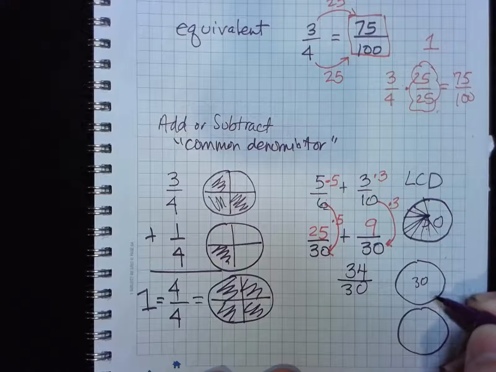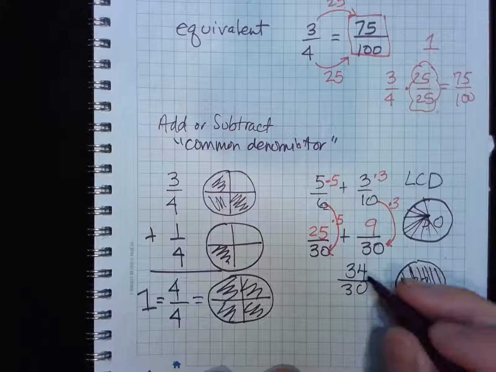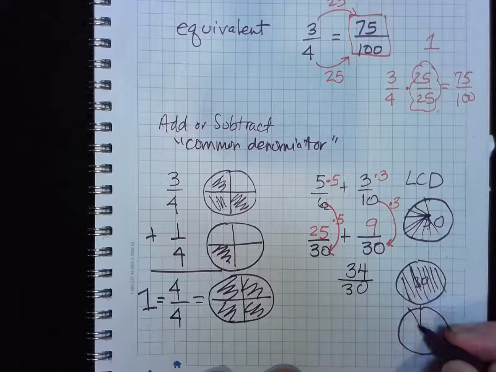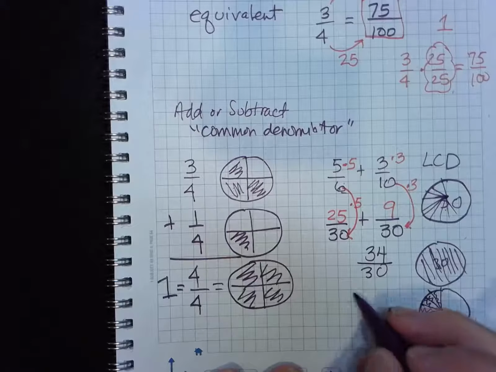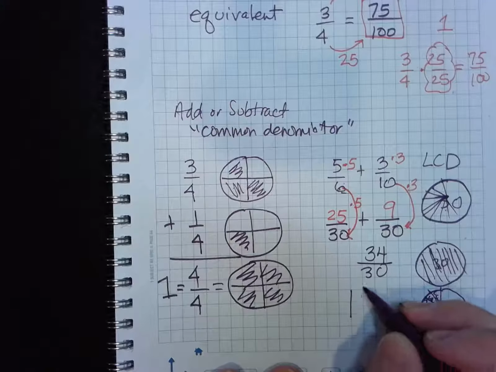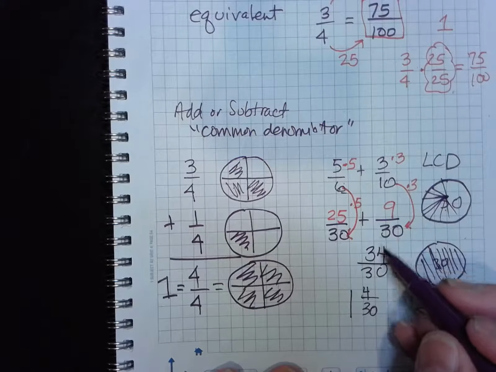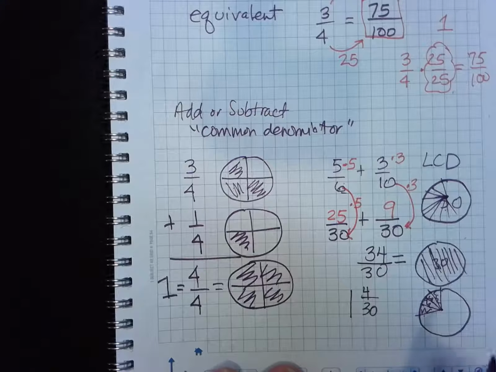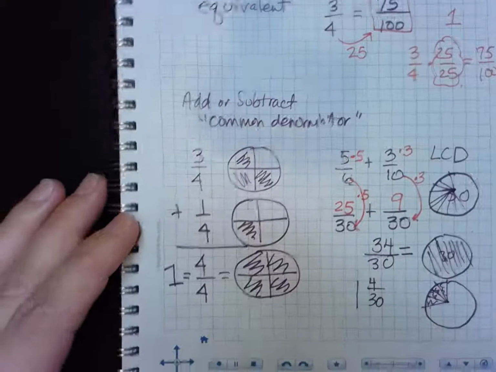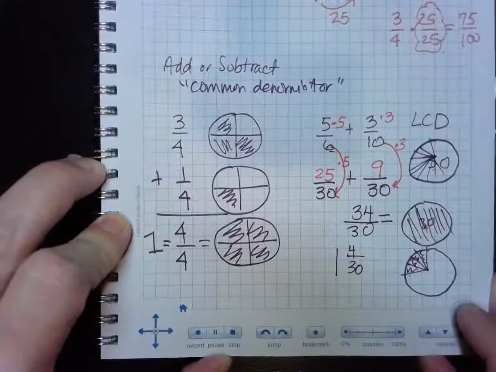So remember, this whole is divided into 30 parts. So you would shade this whole in 30 parts. And then you have 4 parts shaded in here. So I get 1 whole, and I get 4 out of 30 of the second circle. So 34 over 30 is the same as 1 whole and 4/30. Now each time you do this, you don't want to have to draw a picture representation. I just wanted you to see it in picture form.